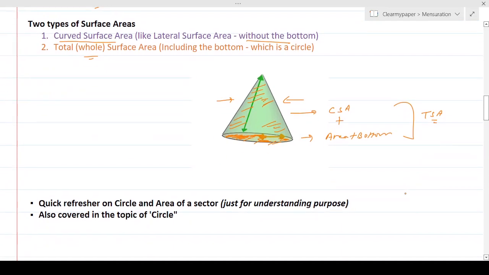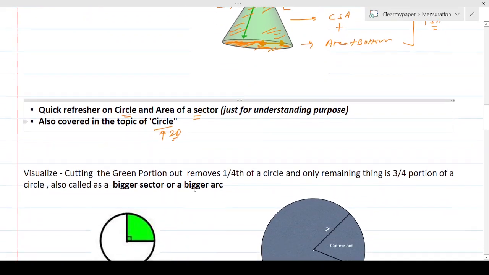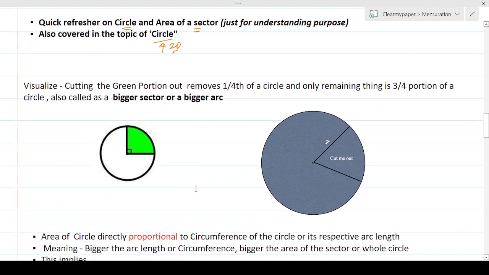Before we do that, in the case of the cone, we need to do a quick refresher on what a circle is and what the area of a sector is. I think I've also covered this topic under the 2D objects of mensuration under circle, but let's talk about it in a minute. So over here, let's take this circle.